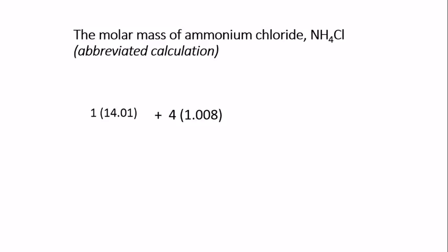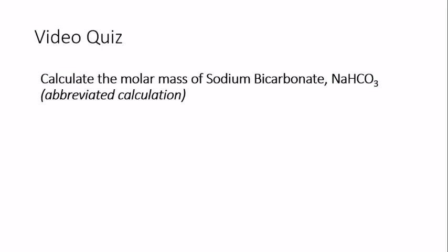plus 4 times the decimal number for hydrogen, which is 1.008, plus 1 times the decimal number for chlorine, which is 35.45. So we're going to give ourselves 2 decimals, and our calculator displays 53.49. And since this is a molar mass, or mass per mole, the units are grams per mole. Molar mass, grams per mole.